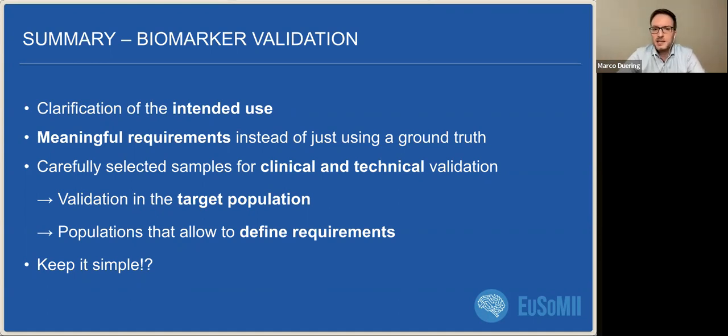You need carefully selected samples for both clinical and technical validation, because you want, of course, to validate your method in the target population, not in young, healthy subjects, not in your co-workers, not in young, healthy PhD students, but in patients. For example, memory clinic patients, if this is a marker that you want to apply in a memory clinic population. And also populations that allow you to define meaningful requirements. For example, these MSA patients that we use because of their rapid progression, that allow you to have this requirement that you want to detect atrophy in all of the patients.